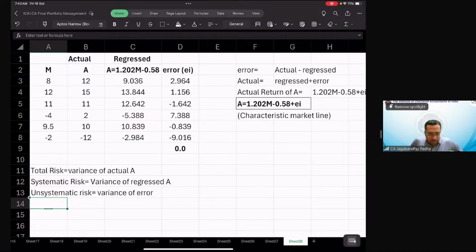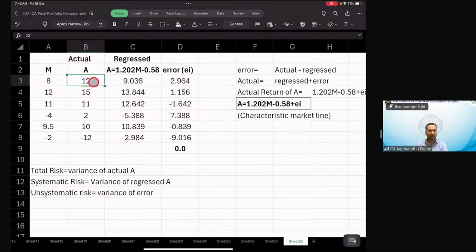So it is simple: your actual return was 12. The Sharpe single index model was able to give you a regressed return of 9.036. So what was left out? It is 2.964. Out of these movements of actual return, the regressed portion was actually captured by the model.